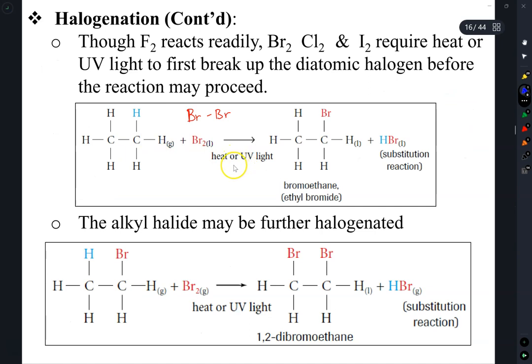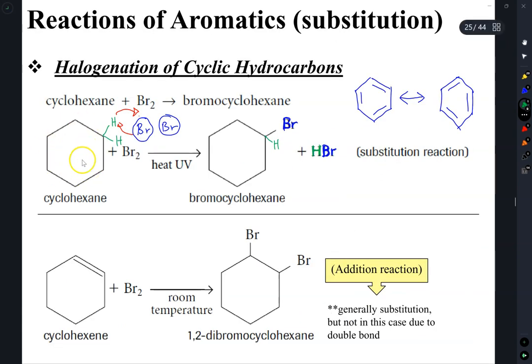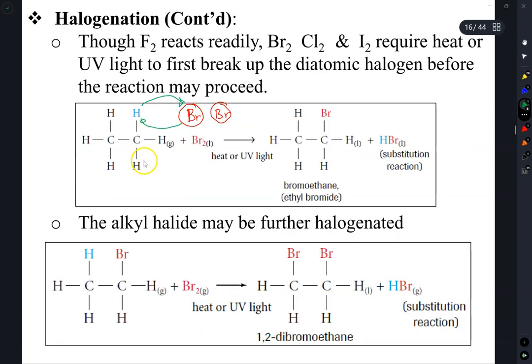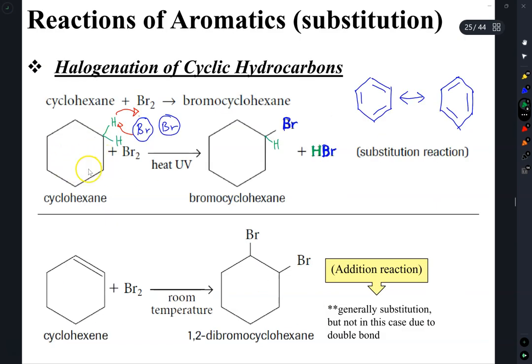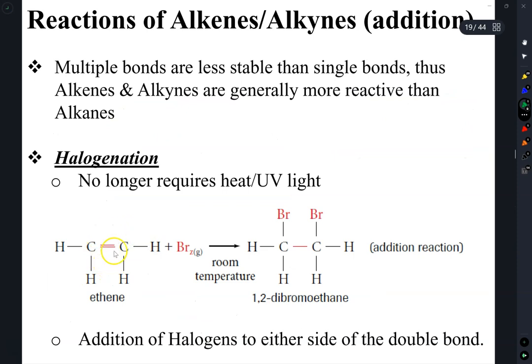Looking back at our previous example, we saw that heat or UV light is used to break up the diatomic bromine, which in turn allows the H and the Br to switch places, thereby brominating the alkane and forming the HBr. So having this ring structure doesn't really change the reaction, whether it's a straight chain or a ring. The same goes for ring structures that contain double bonds and/or triple bonds. As we saw previously, halogenating an alkene or an alkyne does not require heat or UV light. Room temperature provides enough energy to activate this reaction, since the double bond and triple bonds are quite reactive already.